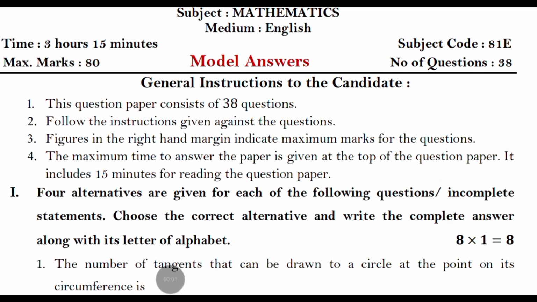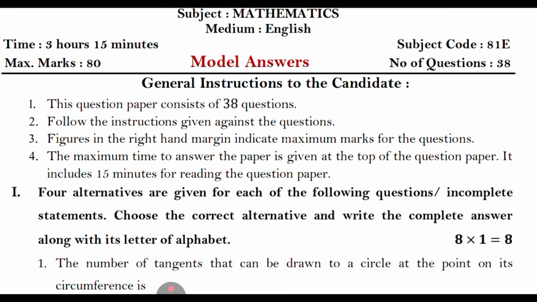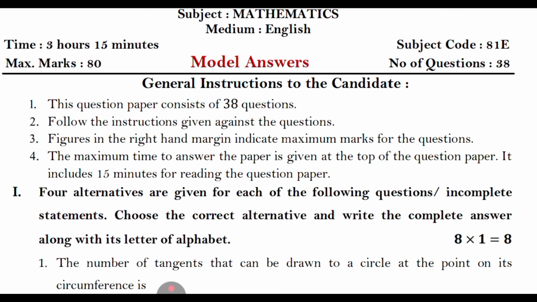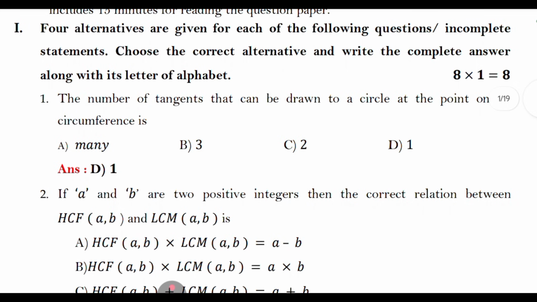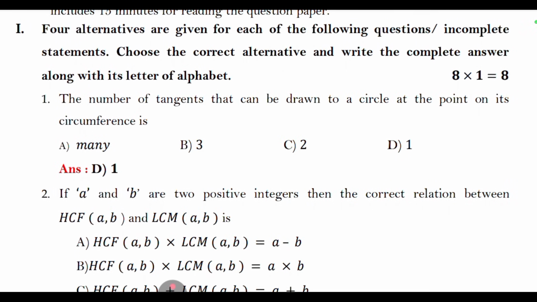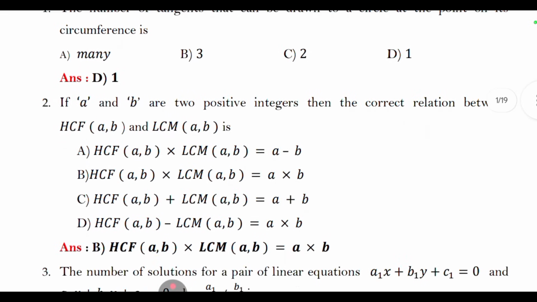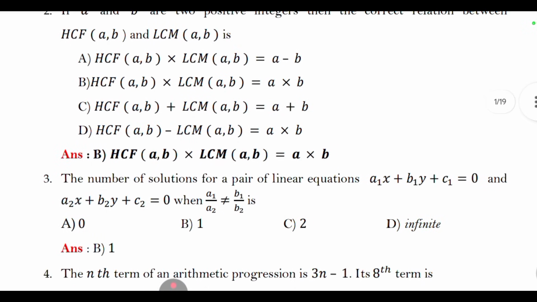So this is a second important question paper for the subject mathematics for the final board examination 2026. So coming to the first main, this is choose the correct answers. The number of tangents that can be drawn to a circle at the point on its circumference, that is 1. If a, b are two positive integers, then the correct relation between them, option B is correct.